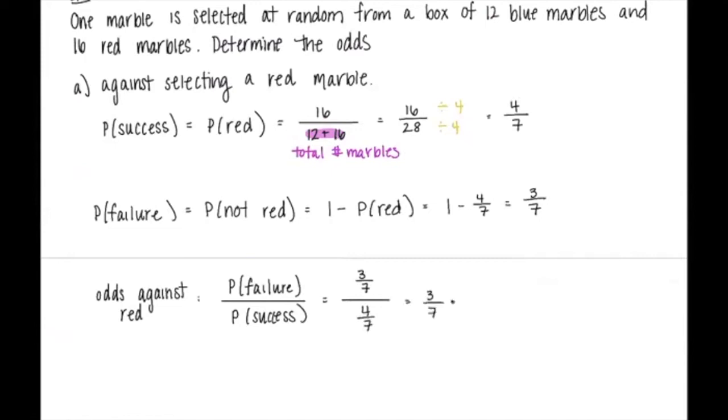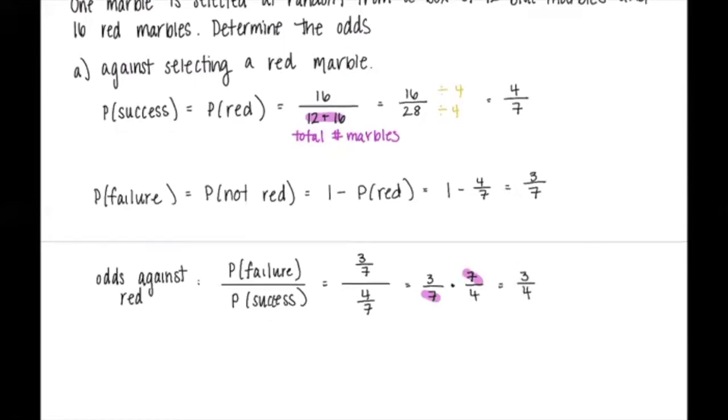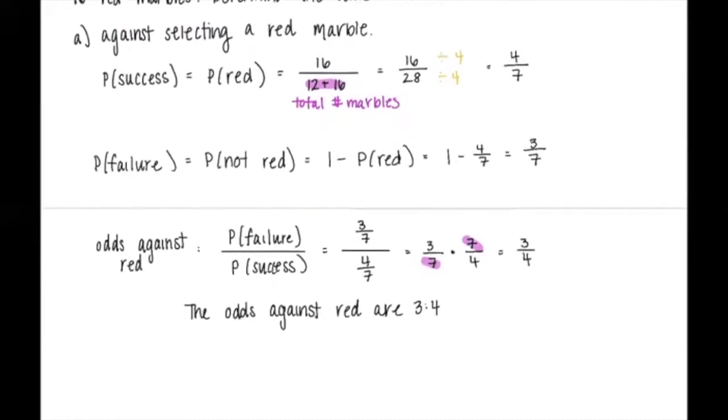And again, we flip that bottom fraction in the division, which causes these 7s to cancel, and we're left with 3/4. So the odds against red are 3 to 4. Right. Now we'll do one more.